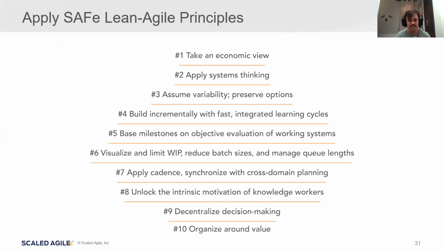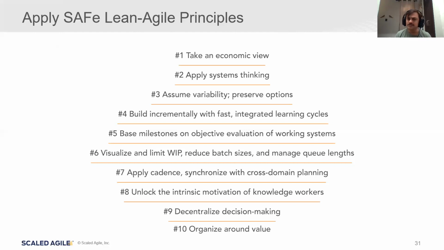It's more about that things will go differently than you plan, so you should have something in your pocket to take care of those variances. And do things small, so build incrementally with fast integrated learning cycles. It's more like do small chunks of work and keep delivering. Now, what is the definition of small? Your context will define. You cannot have a universal definition of small batch size.